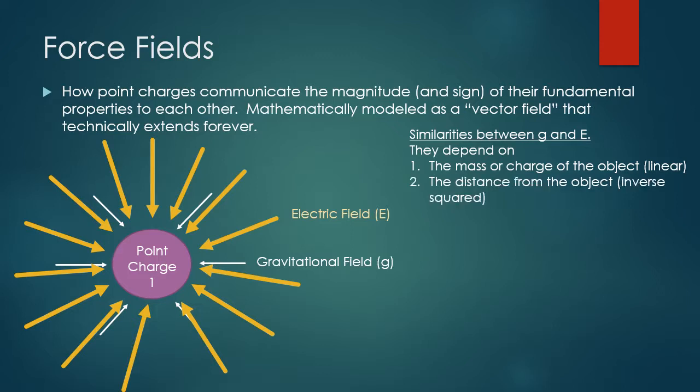And both of the strengths of these force fields have linear relationships with these fundamental properties. They also depend on the distance from the object. So the closer you are to the object, if you're right here in this location near the point charge, the gravitational force field is stronger, and also the electric field is stronger. If you move further away from that point charge, like for example over here, both of those force fields get weaker by the same ratio. It's an inverse squared relationship between the distance from the object and the strength of the force field.